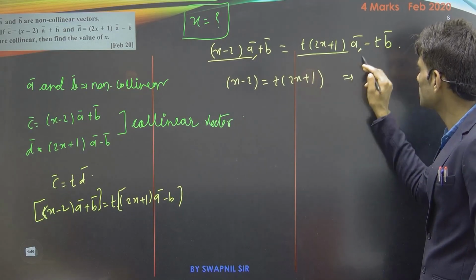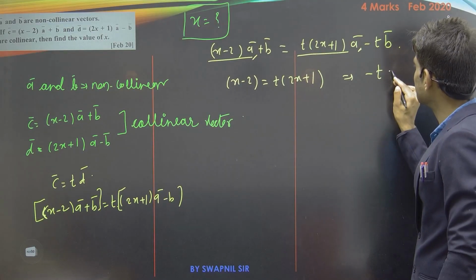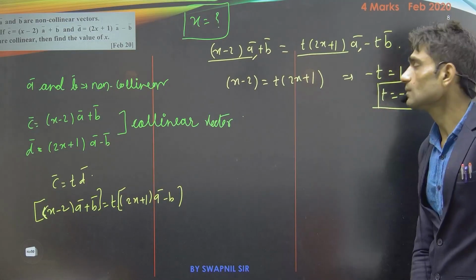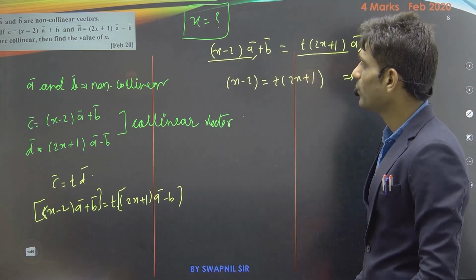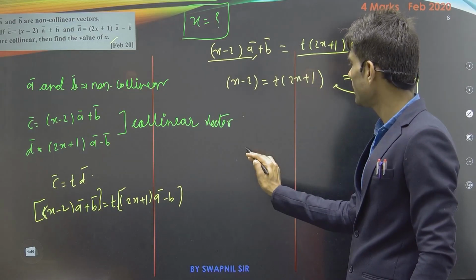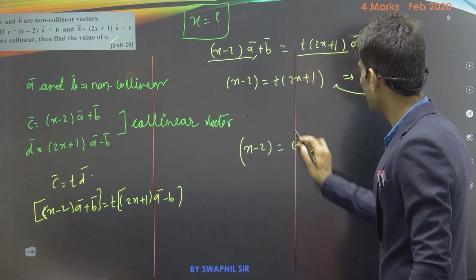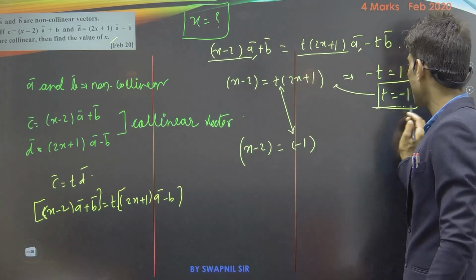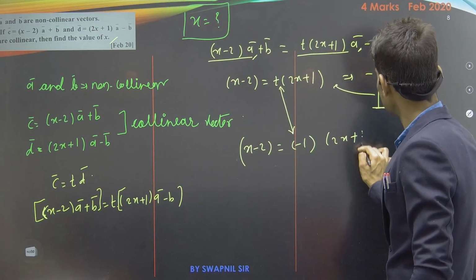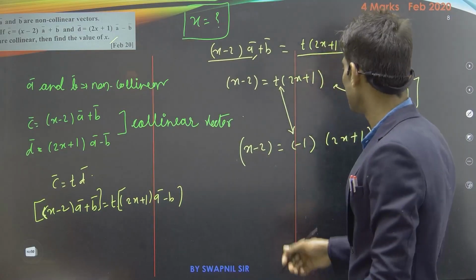So using the second comparison, we write minus t equals 1. That gives t equal to minus 1, and we want the value for x. Now what we do is substitute this value back here. So we write x minus 2 equals the value of t, which is negative 1. I replace the value of t as negative 1, so x minus 2 equals negative 1 into 2x plus 1. Just replace the values and go for the further calculation, and you will get the required answer.